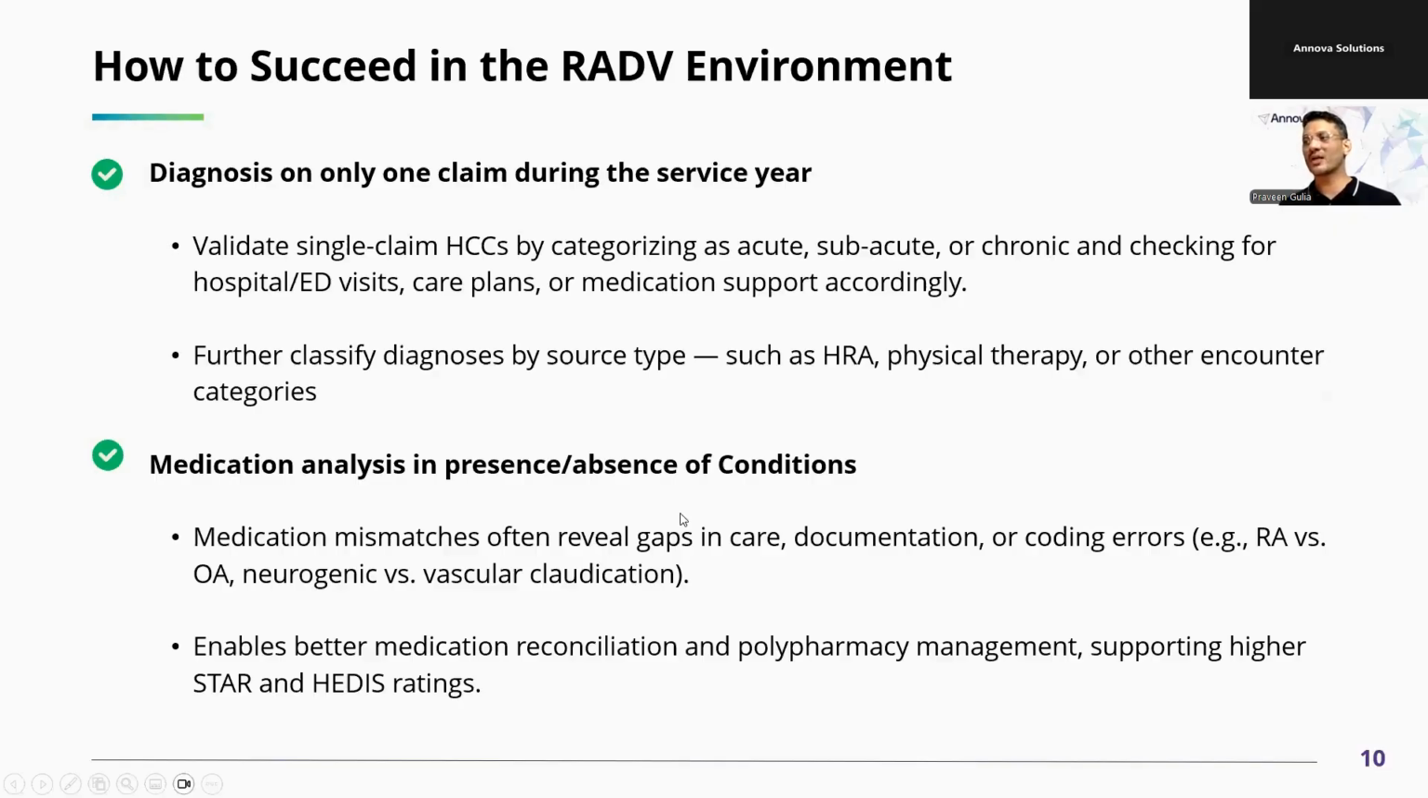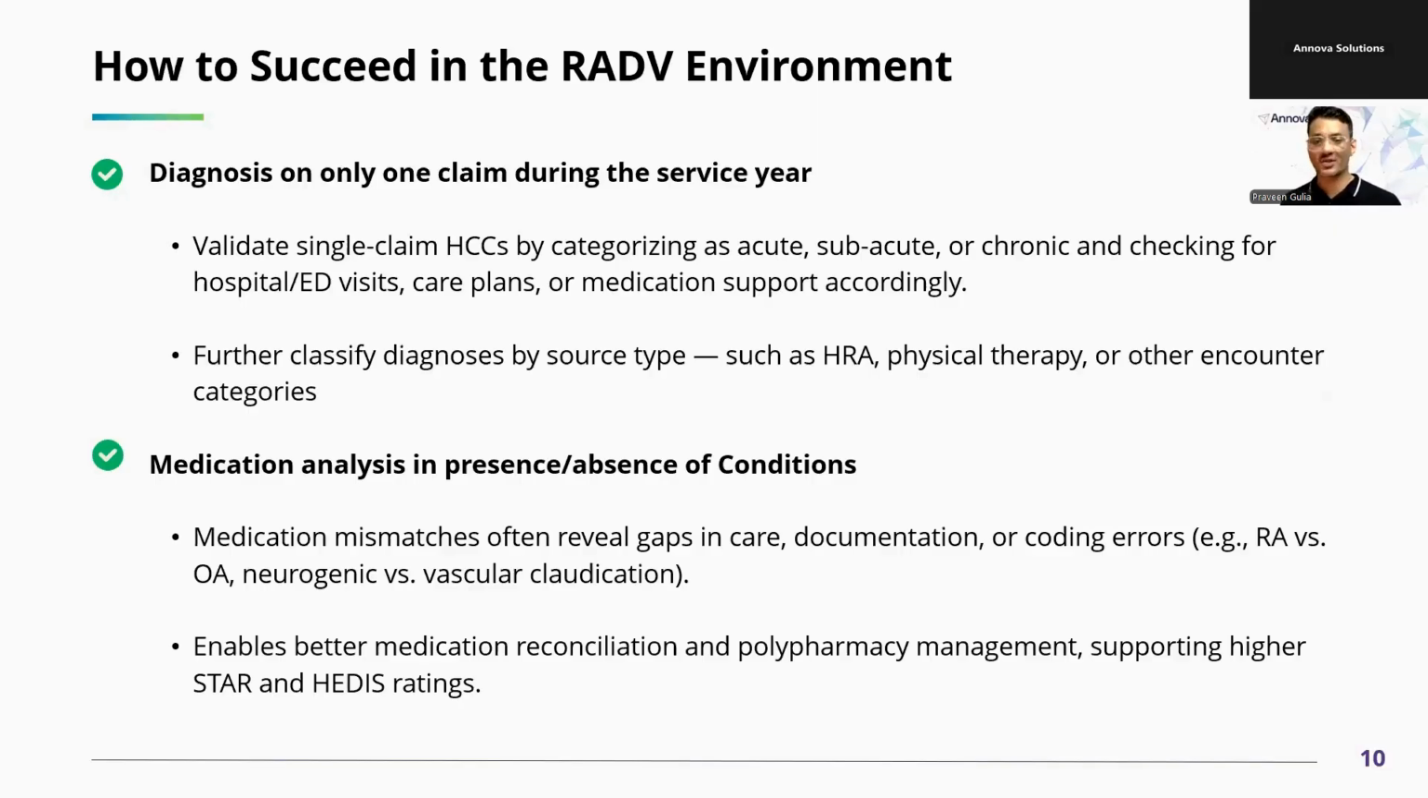Medication mismatches often reveal gaps in care, documentation, and coding errors. There can be rheumatoid arthritis in the documentation, but no associated medication. There can be a disease-modifying anti-rheumatic drug in the pharmacy data, but there is no rheumatoid arthritis, or maybe there is just osteoarthritis. It can pinpoint coding errors. It can identify documentation errors by the providers. It can provide a starting point for you to identify where the problem is.